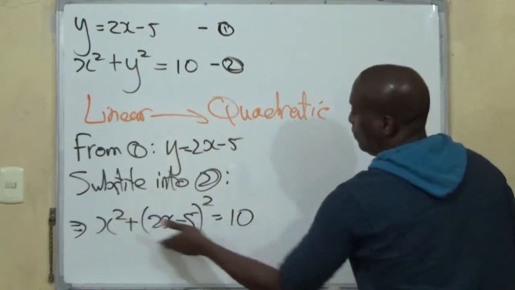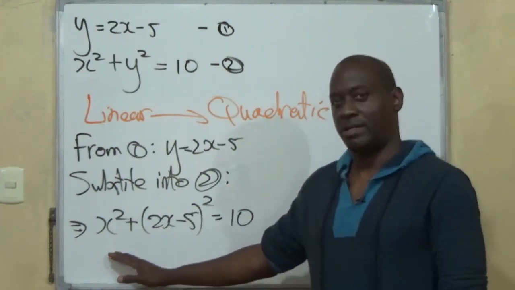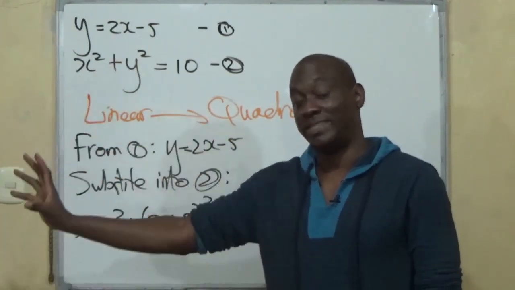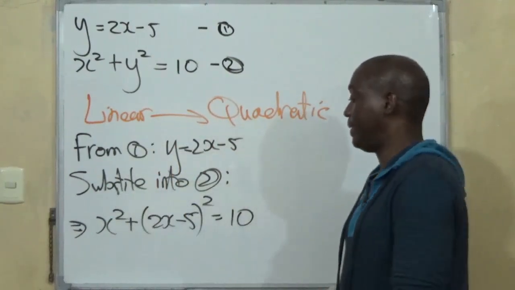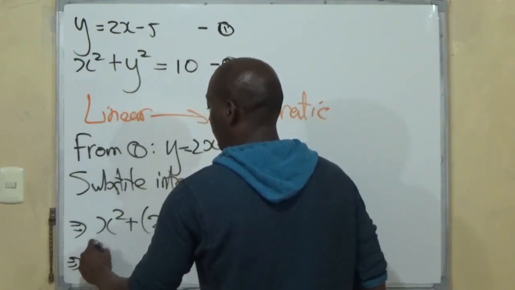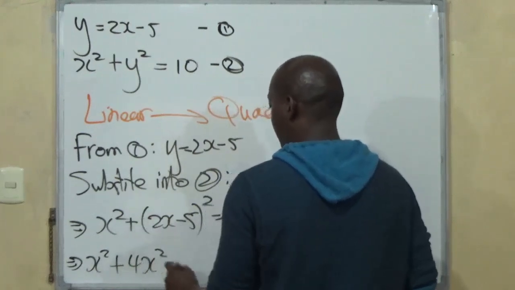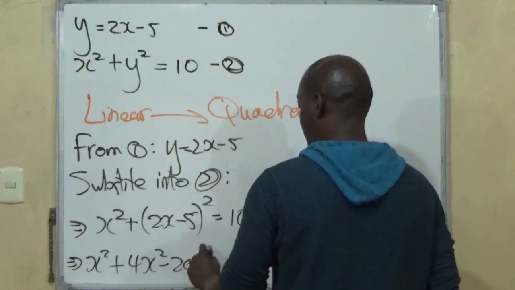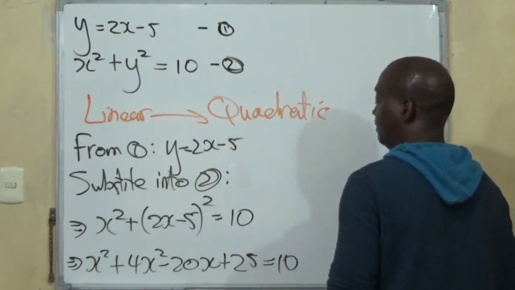So, let me do the arithmetic now. And here is where the other algebra would enter the picture. I'm not going to go into all those details here. I'm just going to run through the question. So here now, you have x squared plus 4x squared minus 20x plus 25 is equal to 10.